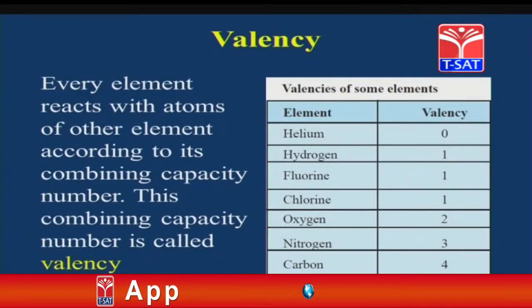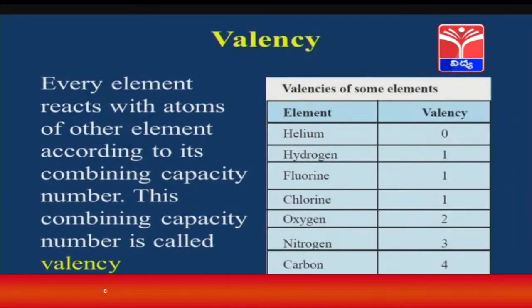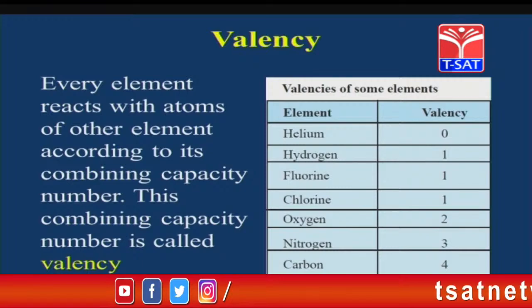And the next element is hydrogen. Hydrogen valency is 1. Hydrogen combines with one other element, that may be a similar atom or any other element, that may be oxygen, nitrogen, carbon or silicon, whatever it may be. In the same way, the next element is fluorine, and fluorine valency is 1. That means fluorine combines with one element. Chlorine valency is also 1. So, in the same way chlorine also combines with one other element.